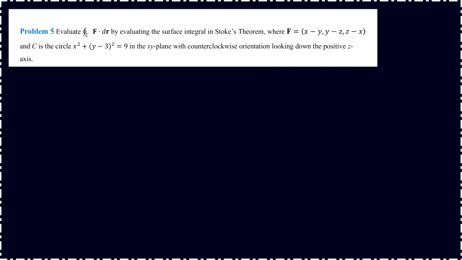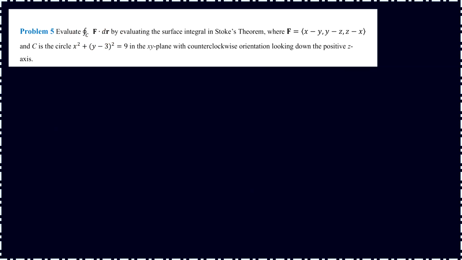And lastly, this says evaluate this line integral by evaluating the surface integral of Stokes' theorem. They're giving you a vector field, and they are telling you that the curve is a circle. It's a shifted circle. Center is at 0, 3. Radius is 3 because you have 9 on the right hand side. And the orientation is counterclockwise. Okay.